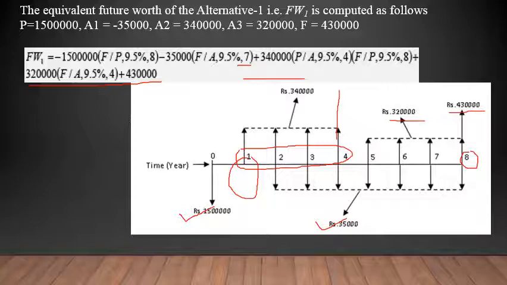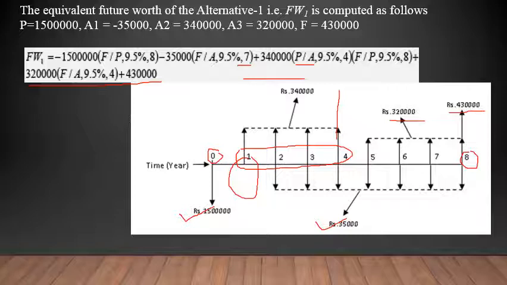Hence, a better way is to convert this 3,40,000 into its P at t equals 0, and then that money can be converted into its F at t equals 8. That's what I have done here. 3,40,000: first convert that into P using the factor P by A. A gets converted into P.